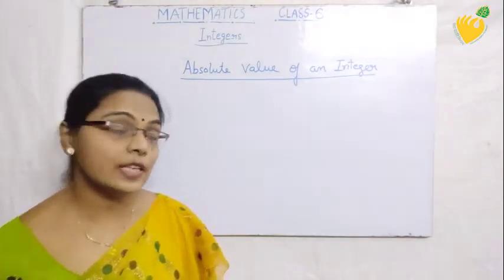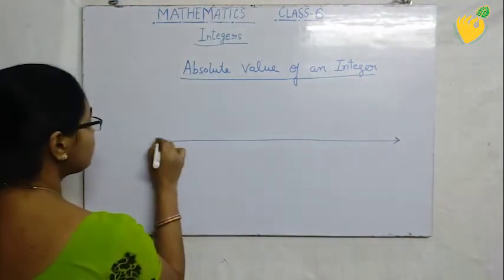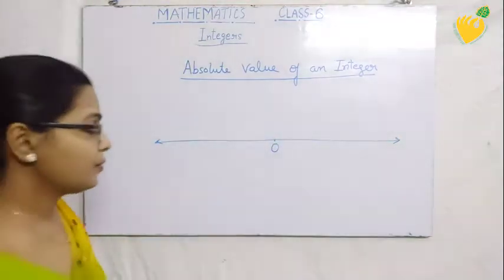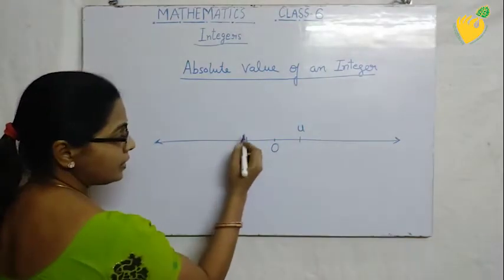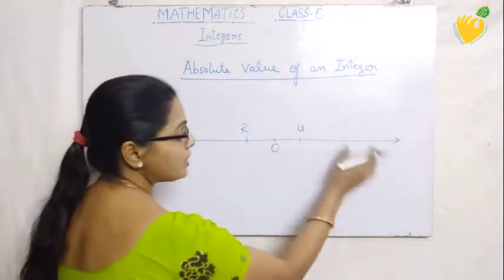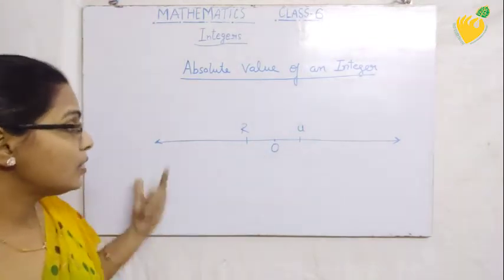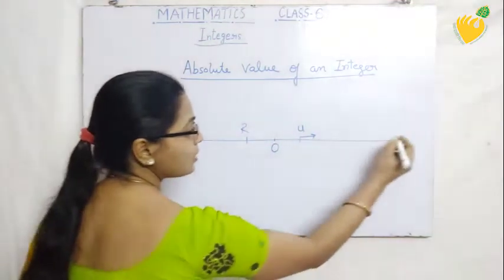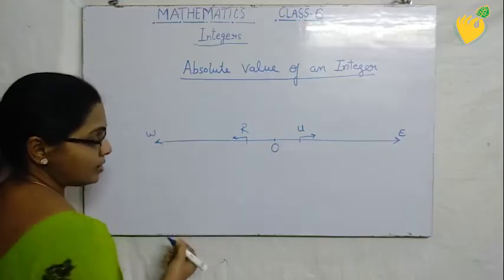Now students, let's take one more example. Make a number line and take its mid position. Suppose one girl, U, is standing here and another girl, suppose R, is standing here. One girl is standing on the right side of the number line and another girl is standing on the left-hand side of the number line. One girl is facing towards east and another girl is facing towards west.